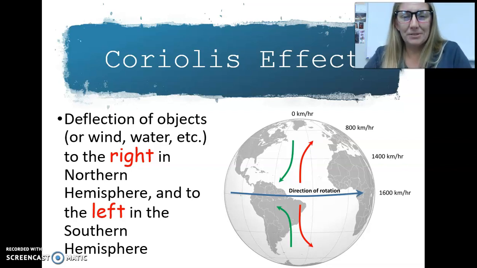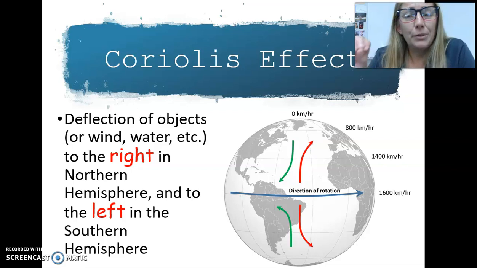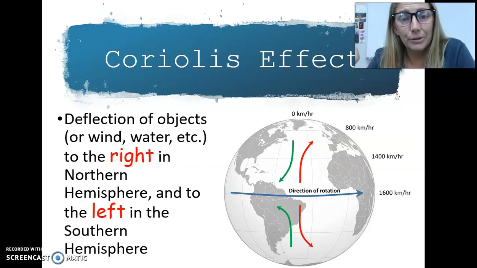I put a few videos on Canvas for you to take a look at that explain more of the Coriolis effect, but the big thing I want you to know is that winds are deflected clockwise in the northern hemisphere and counterclockwise in the southern hemisphere.